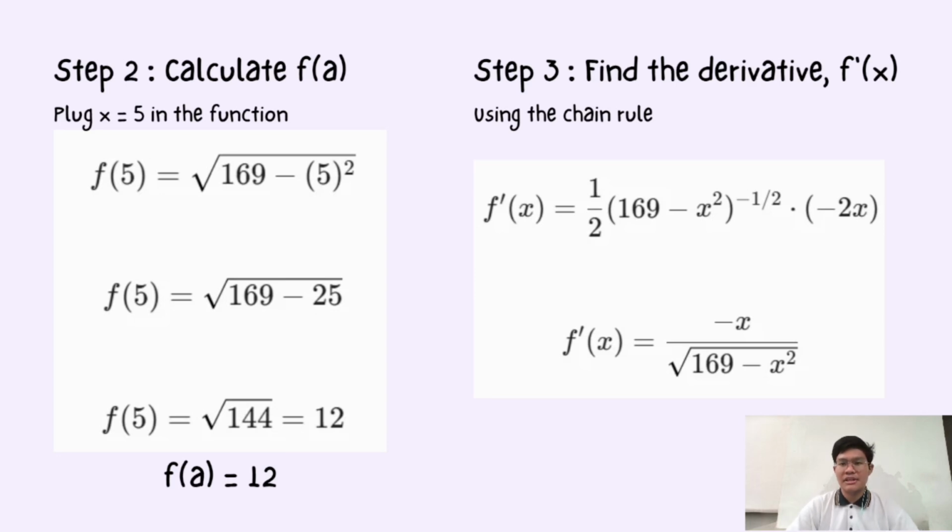Okay, moving on to step 3, we need to find the derivative, which is f prime(x). We can find the derivative using the chain rule. As you can see, we are using the chain rule to find the derivative. f prime(x) equals 1 over 2, 169 minus x squared to the power of negative 1 over 2, multiplied by negative 2x. So the derivative that we found is f prime(x) equals negative x over square root of 169 minus x to the power of 2.